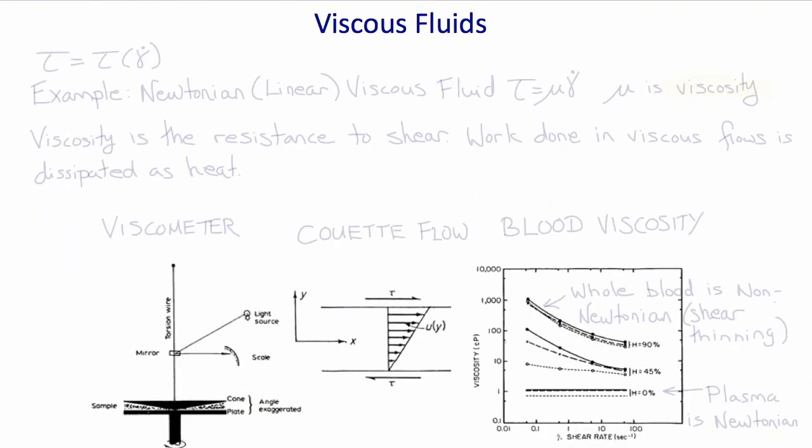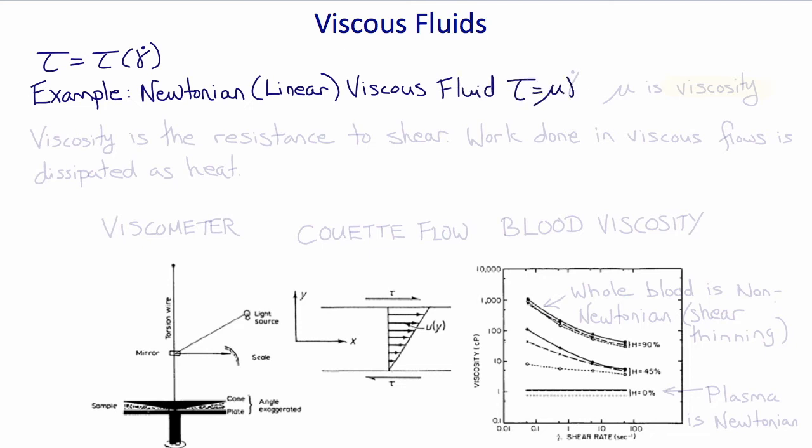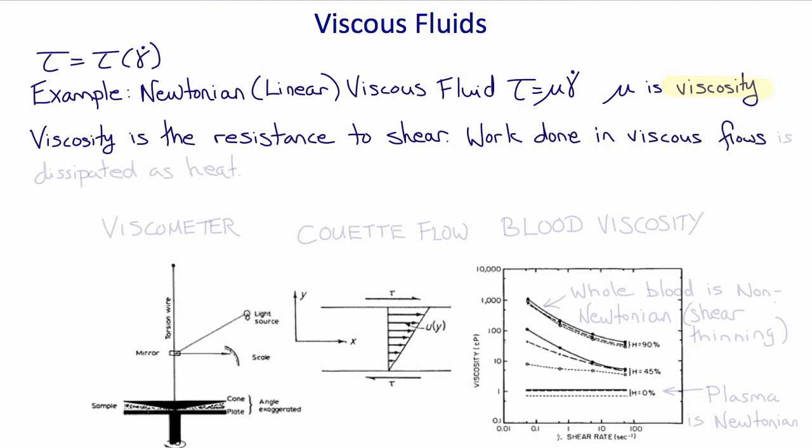A common constitutive model for fluids is the viscous fluid, in which the shear stress tau is a function of the shear rate gamma dot. For example, in a Newtonian linear viscous fluid, the shear stress tau is proportional to the shear rate, and the constant of proportionality mu is called the viscosity. Viscosity is the resistance to shear, and work done in viscous flows is dissipated as heat.